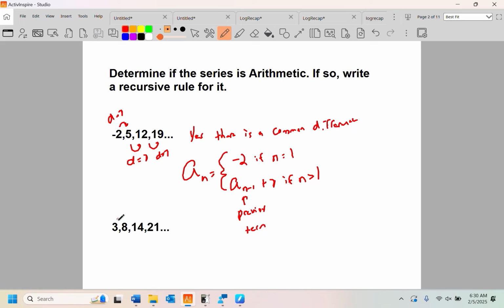Moving on to the next one, we go from 3 to 8, which is adding 5, but then we go from 8 to 14, which is adding 6, and then we go from 14 to 21, which is adding 7. No, there is no common difference. So we're not even going to write a rule.